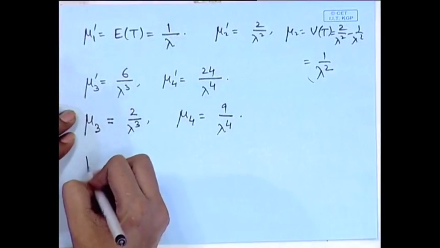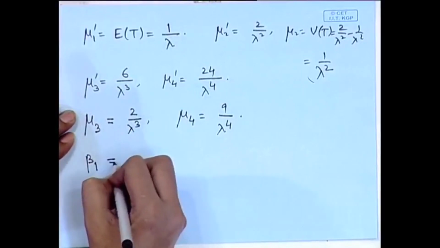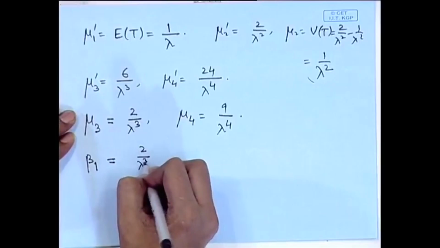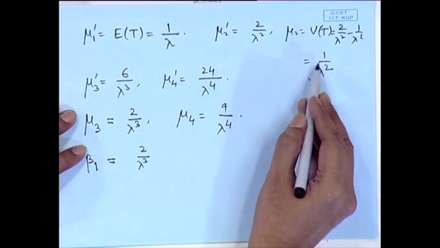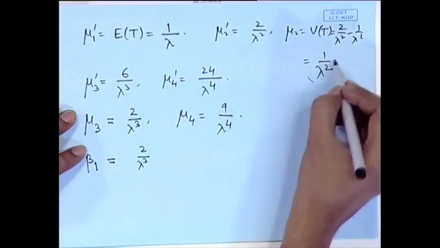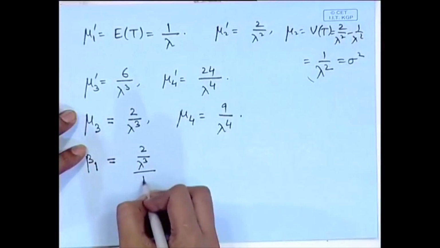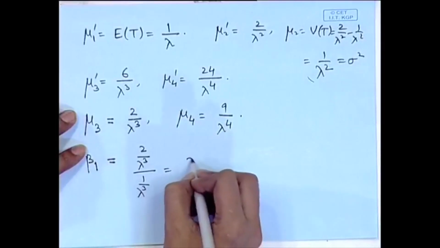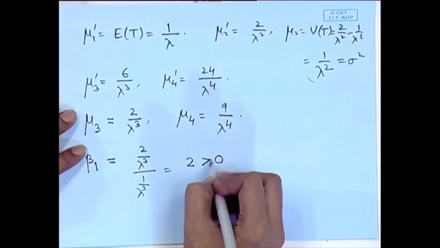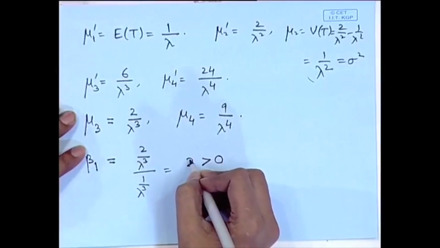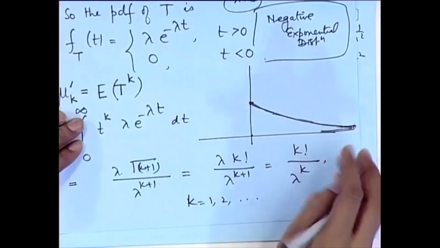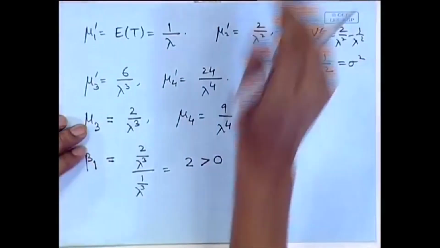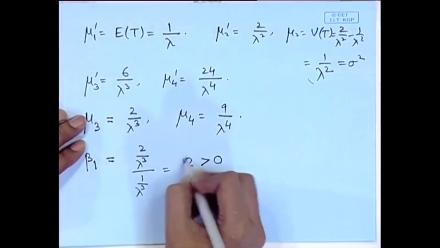From here we can calculate the measures of skewness and kurtosis. So, beta 1 is equal to mu 3 divided by sigma cube, where sigma square is 1 by lambda square. So, this becomes 2 by lambda cube divided by 1 by lambda cube, that is equal to 2, which is always positive. That means, no matter what the value of lambda is, the exponential distribution is always positively skewed. So, this you can see from the shape of the distribution also.